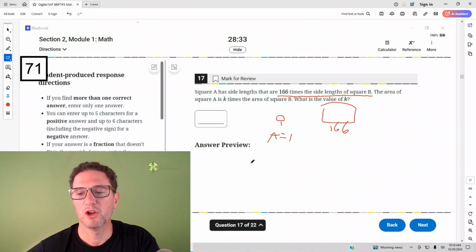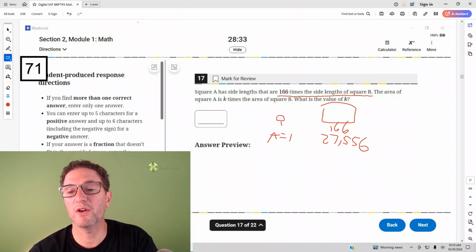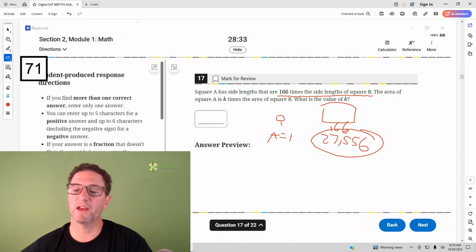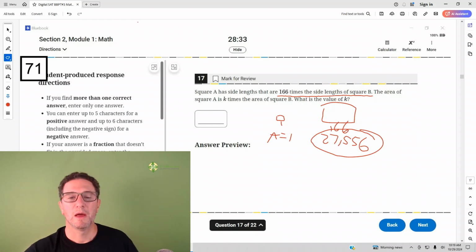And you get 27,556. So the area of square A is K times the area of square B, it's 27,556 times. Type it in, move on.